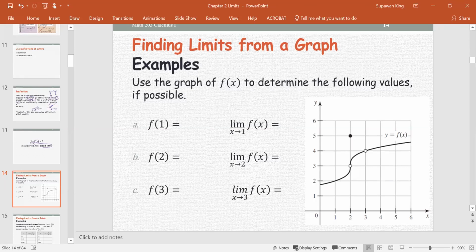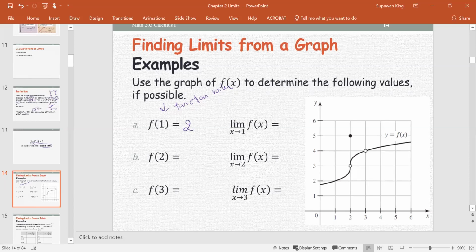Could you help me find the function value at 1 first? This is the function value. From looking at the graph, could you give me the value of the function at 1? Anyone? 2. Okay, f at 1 is 2.